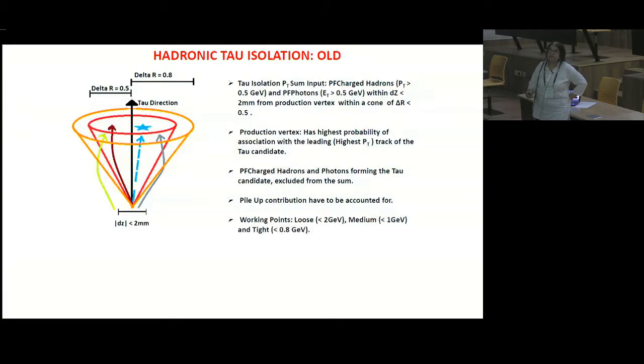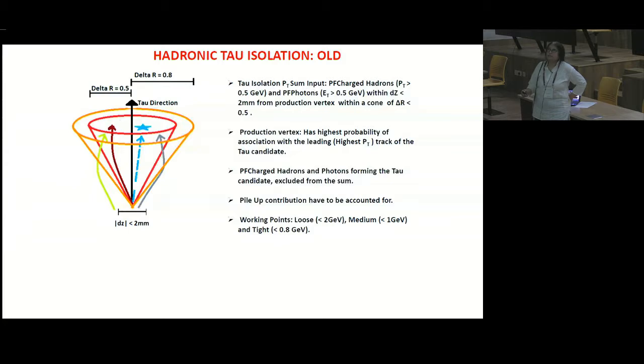It's very simple. So this is the tau direction. I draw a cone around it. So the cone is of delta R, this distance in the eta-phi plane, equal to 0.5. And what I do is, PF is always particle flow reconstructed. What is particle flow, that Shataki has mentioned? We involve all the detectors to find the particles.